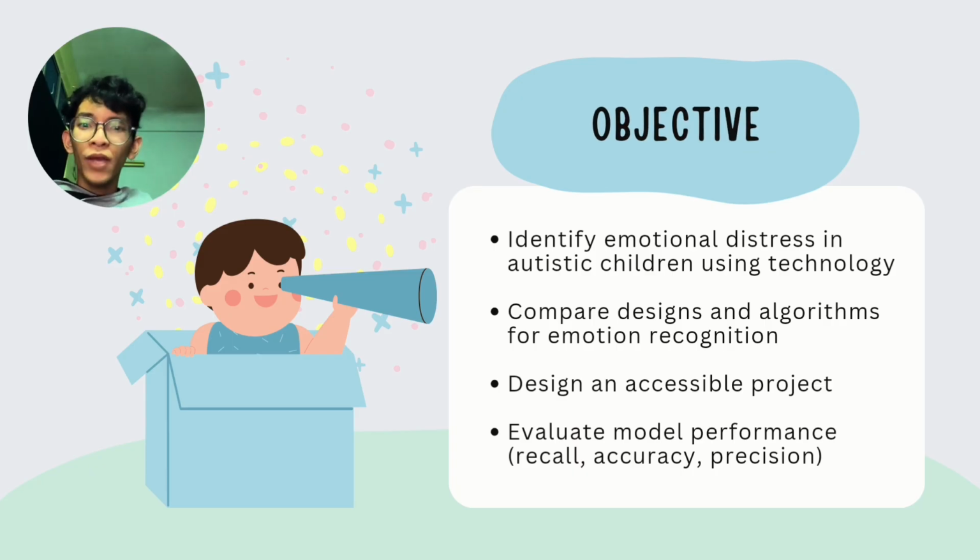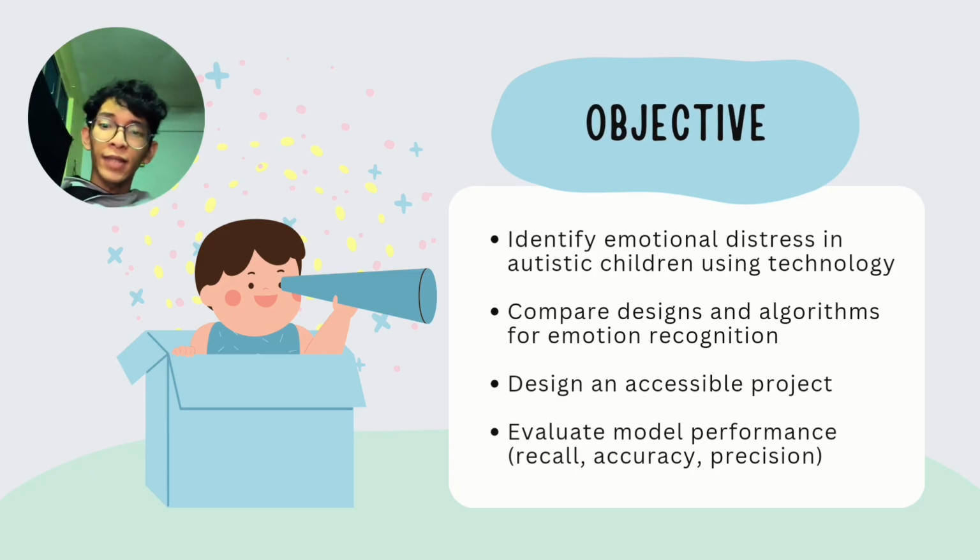Now, we're going to dive into the objective. We use the SDLC approach to identify the objective. So, the first objective is to identify emotional distress in autistic children using technology such as facial recognition, body language, and much more. Then, we're going to compare designs and algorithms for emotional recognition, design a project that's suitable for emotional recognition, and lastly, we're going to evaluate model performance based on its recall, accuracy, and precision.